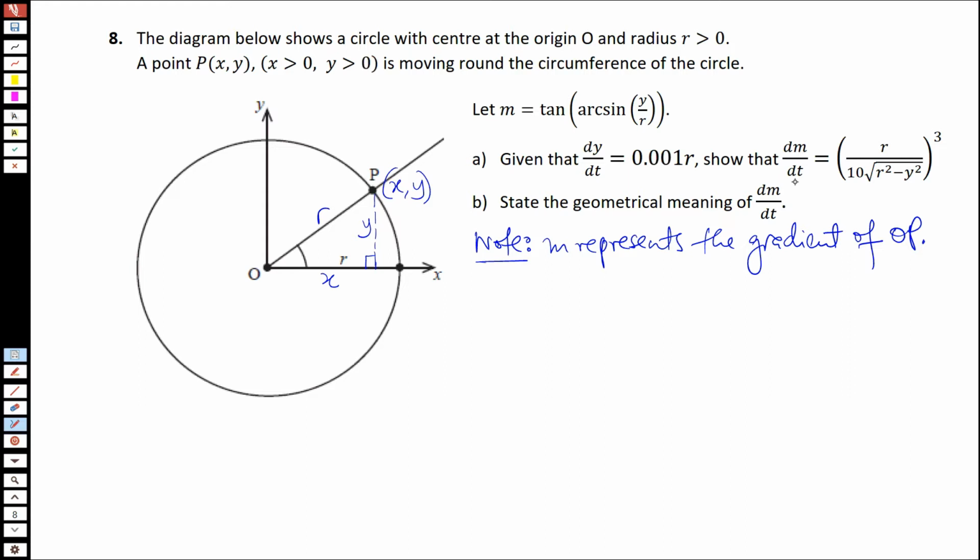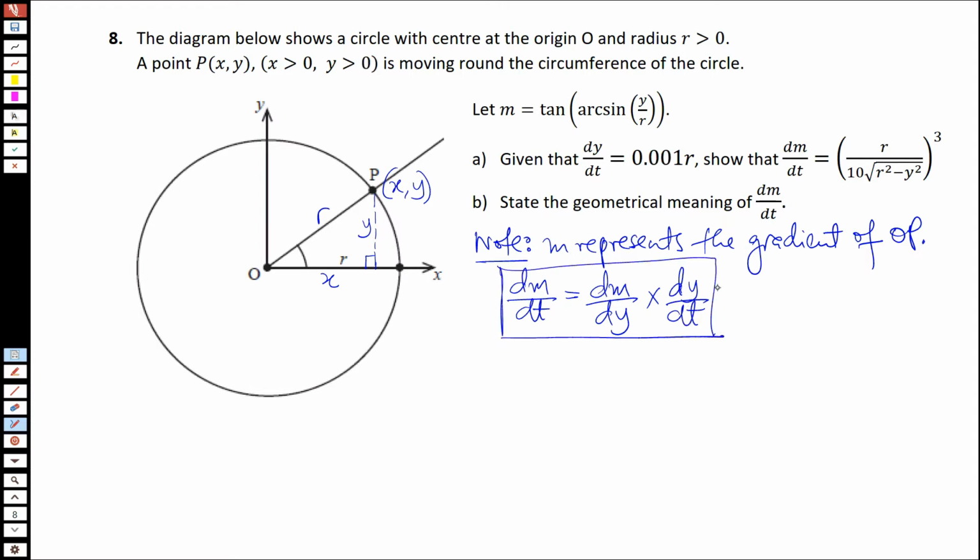So moving on, how can we find the rate of change of gradient? Well, we can think about the chain rule, and previously I discussed that the connection between these variables can be expressed this way using the chain rule. dm over dt can be equal to dm over dy multiplied by dy over dt. Now we can notice here that this is actually given in the question, and basically dm over dt is what's required.